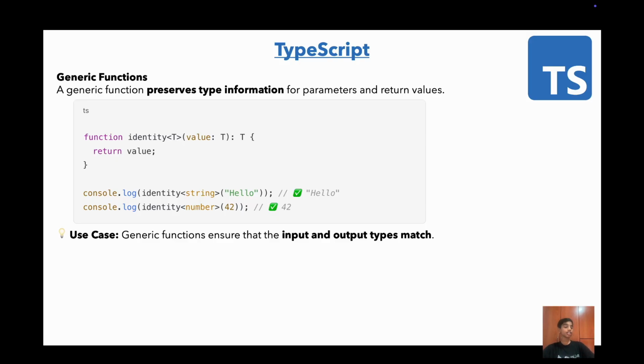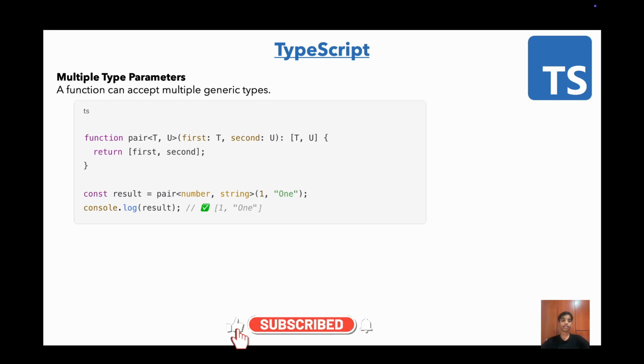A generic function ensures that input and output types match. Then we have multiple type parameters. A function can accept multiple generic types. So we have a function pair with T, and also a second type U. But over here this U can also mean a union type or another secondary type. So first equals the value of T, and then second equals the value of U, and then the output equals a tuple of T comma U, and over here we're returning first comma second.